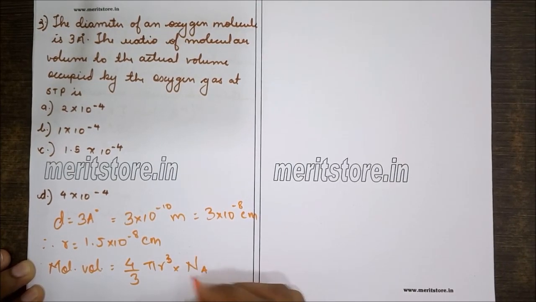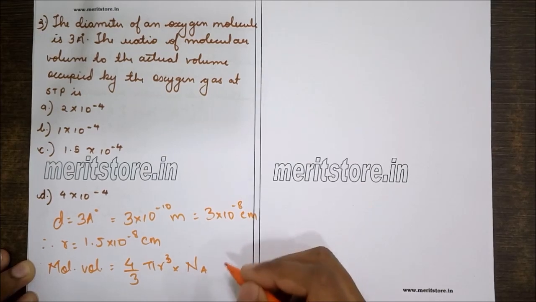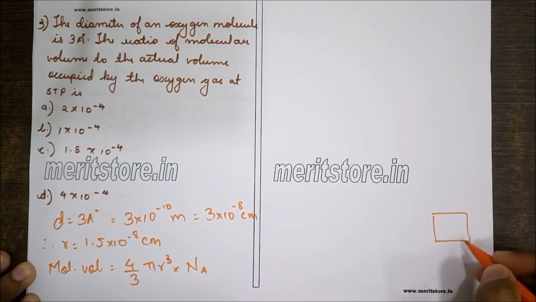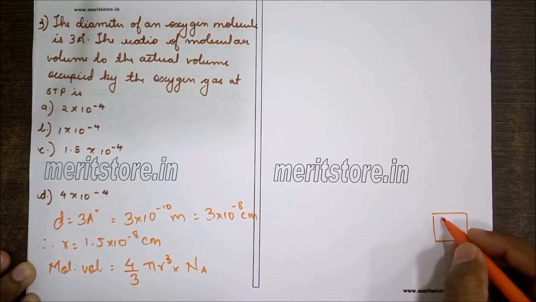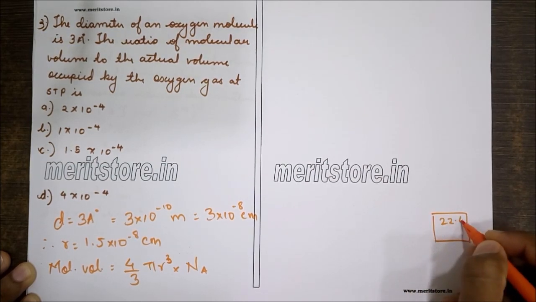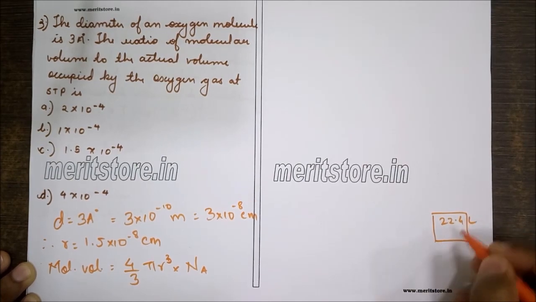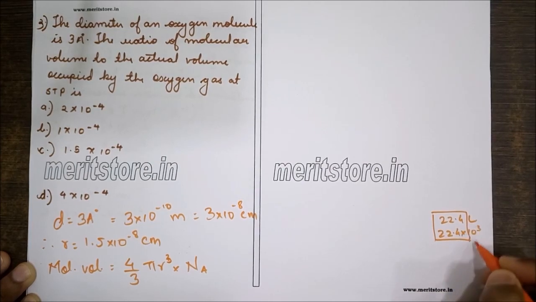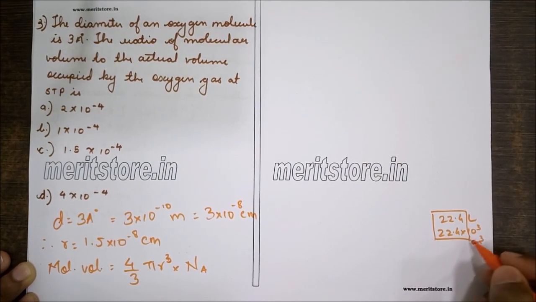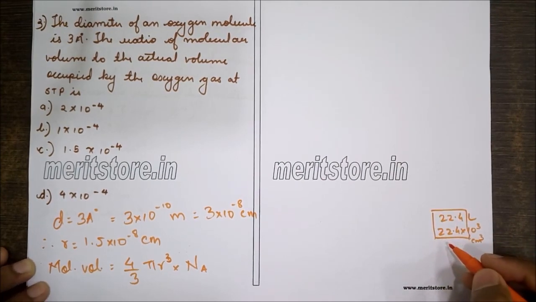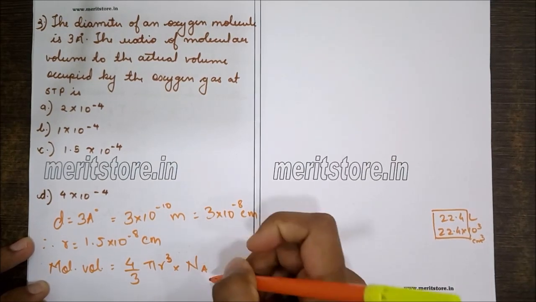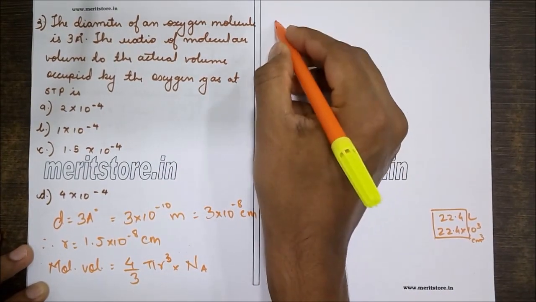Here, why we are taking Avogadro's number is because, in order to compare, we would be taking a standard volume of 1 mole of gas. So 1 mole of gas occupies a volume of 22.4 liters, that is standard, and that is nothing but 22.4 into 10 raised to 3 centimeter cube. So since we would be calculating the volume of 1 mole of oxygen molecules, therefore we take Avogadro's number over here.